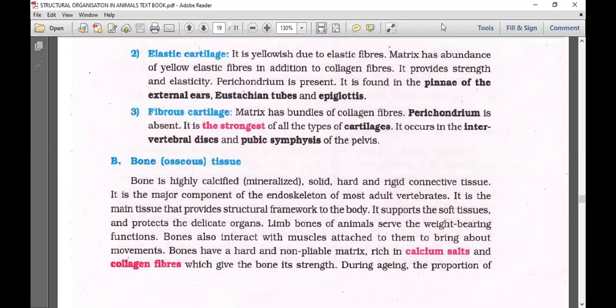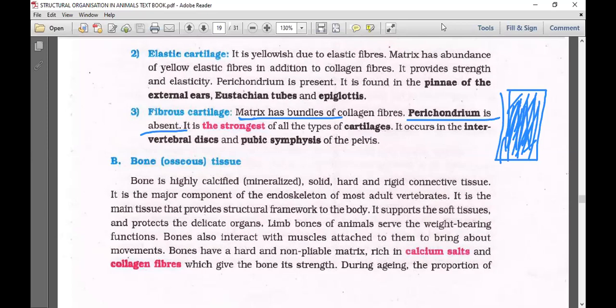And next, the fibrous cartilage. The fibrous cartilage matrix has bundles of collagen fiber. Fibrous, we said. In the matrix, what is present? A large number of collagen fibers are present. The matrix has bundles of collagen fiber. Here perichondrium is absent. In this cartilage, perichondrium is absent.